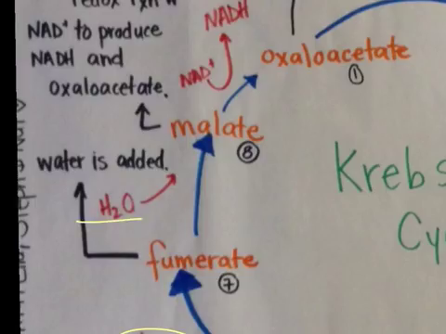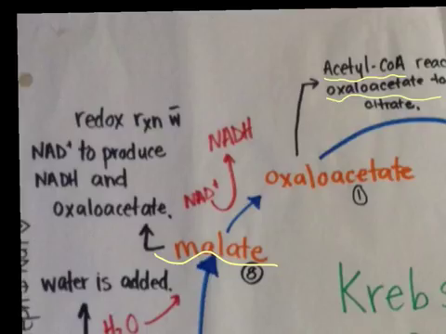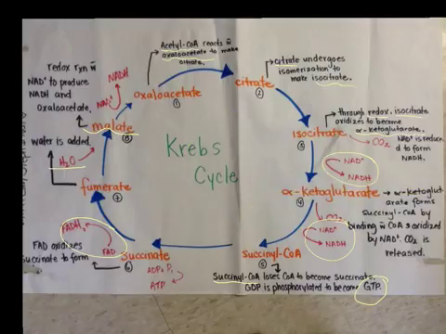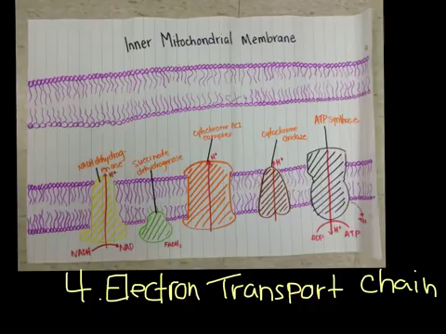Water is added to fumarate to become malate. Malate undergoes a redox reaction with NAD+ to produce NADH and oxaloacetate. In summary, the Krebs cycle produces 6 NADH, 2 ATP, and 2 FADH2 for each glucose molecule.